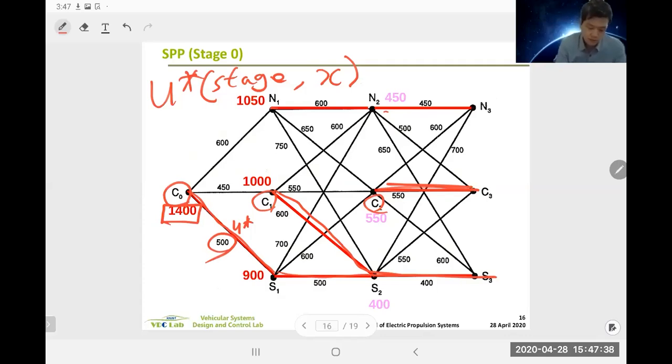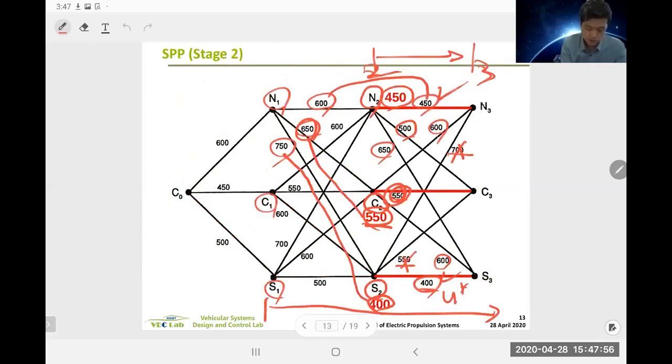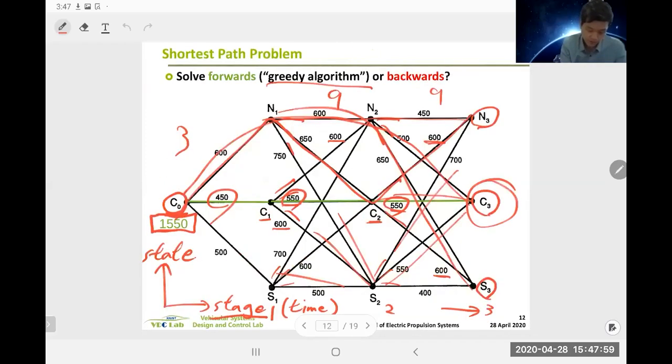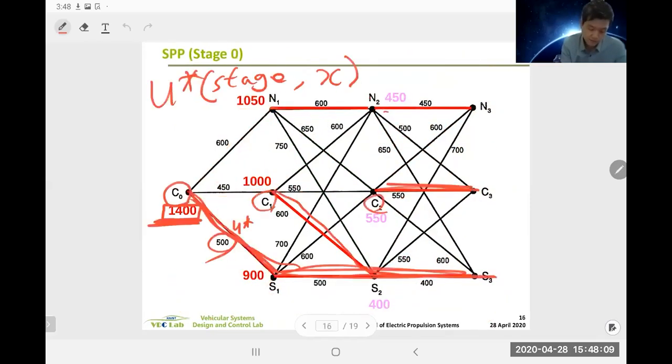So now let's compare this global optimal solution with the greedy algorithm, instantaneous optimization. The global optimal solution is 1400 with this path, right? The greedy algorithm was this path, right, with 1550. Now you saved 150 cost, right?